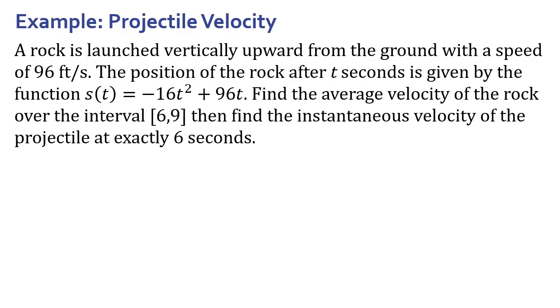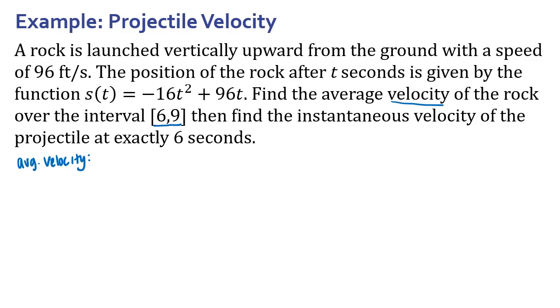So let's start with finding the average velocity of the rock between 6 seconds and 9 seconds. To find that average velocity, that's going to be finding the slope of the secant line.